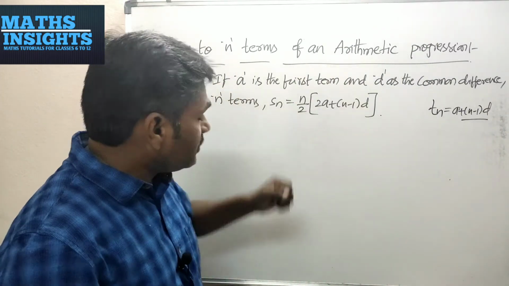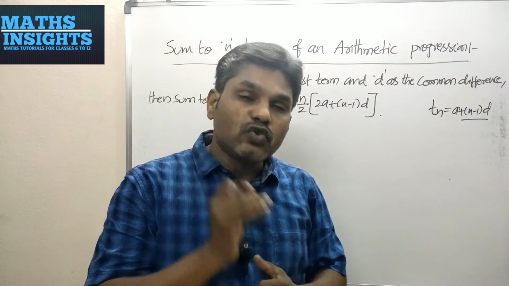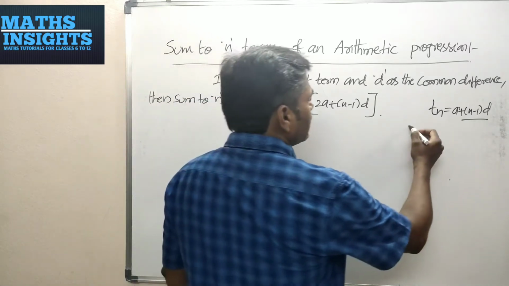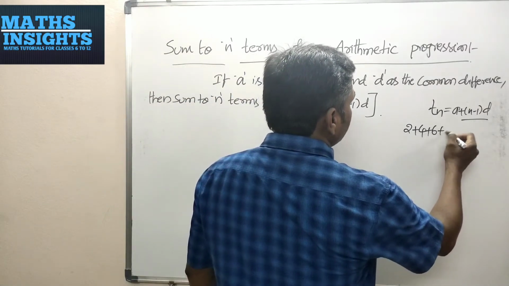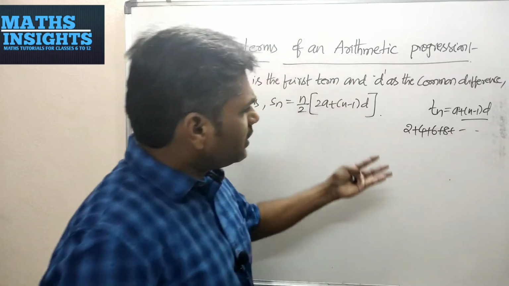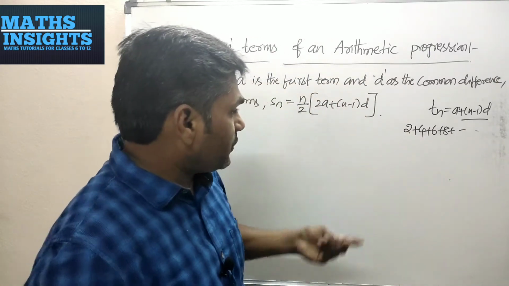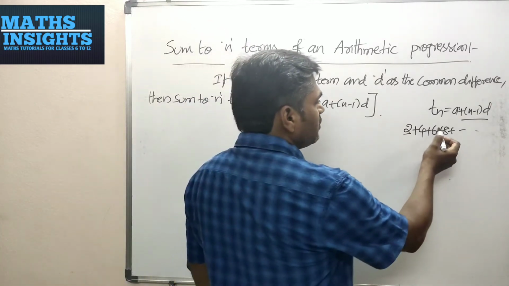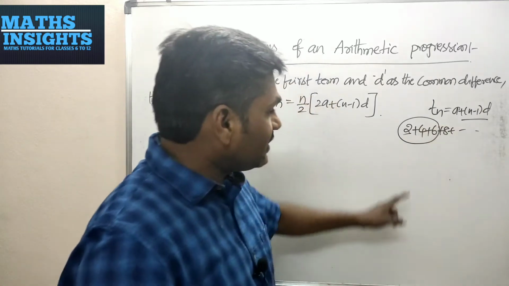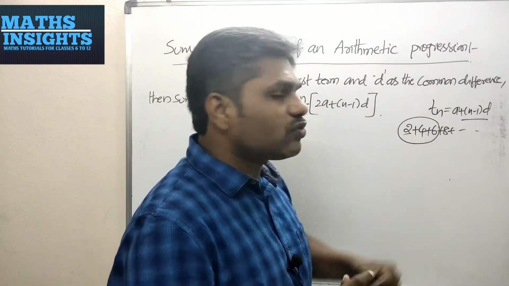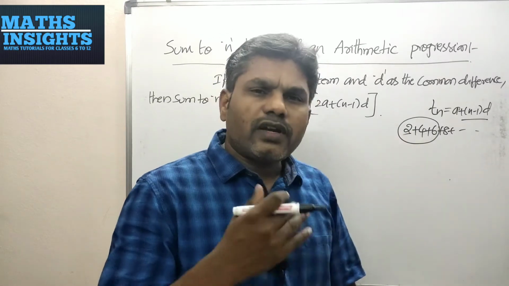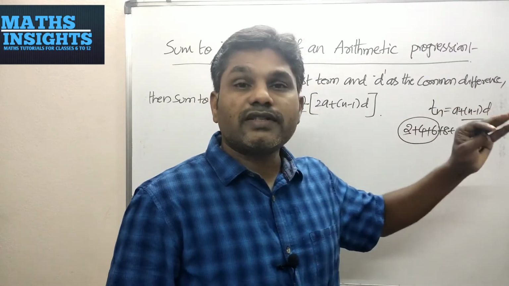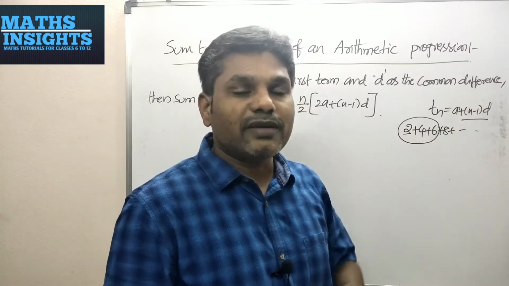But Sn means if you want to find the sum of the first two terms, the sum of the first three terms, the sum of the first 10 terms. Suppose you take an example: 2 plus 4 plus 6 plus 8 and so on. This is an arithmetic progression, the first term is 2 and the common difference is 2. If I want the sum of the first three terms, 2 plus 4 is 6, 6 plus 6 is 12. Since we are adding only three terms, it is very easy to do manually, but if you want to find the sum of the first 100 terms, then it becomes difficult.